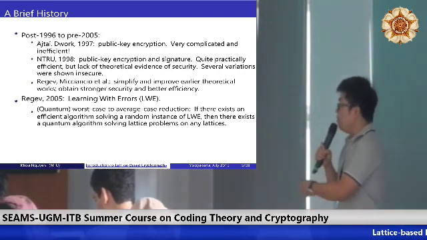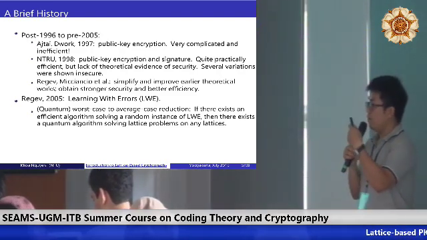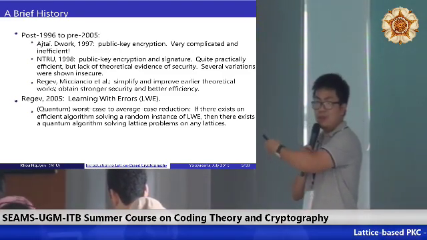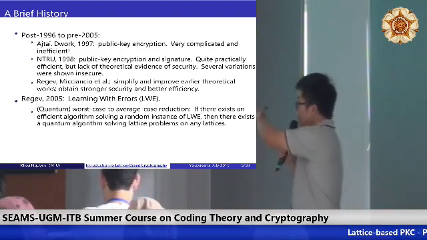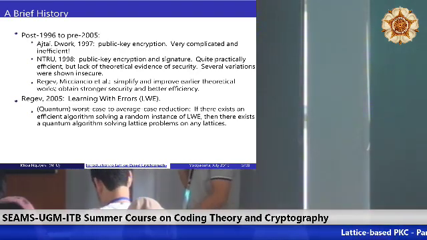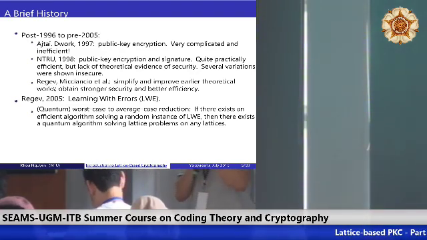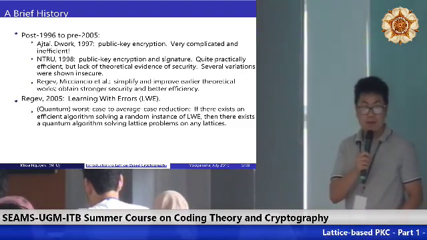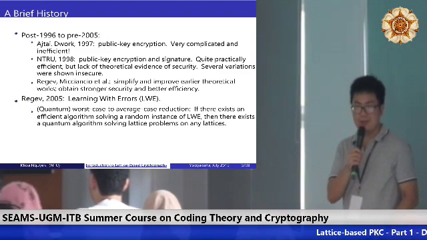So there are many follow-up works trying to remove this quantum from the reduction. If we can remove this quantum word from the reduction, we obtain a better hardness result. Is it hard to understand?